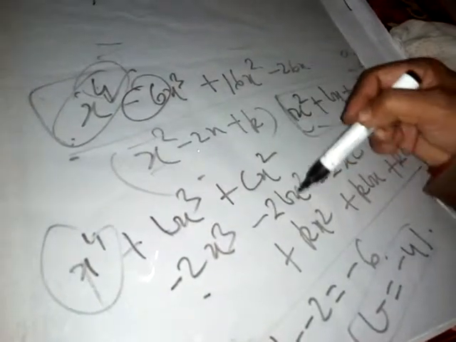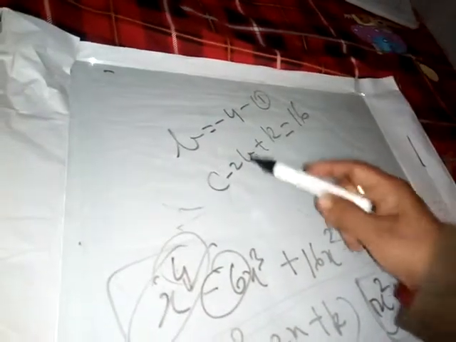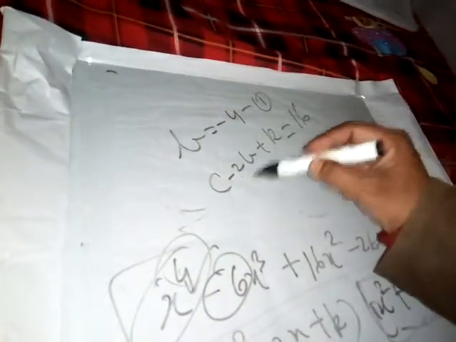Now compare all the x square terms: c minus 2b plus k must be equal to the coefficient of x square, which is 16. But b we already know, minus 4. So this is going to be c plus 8. So c plus k is equal to 16 minus 8, which is 8. Let's write this as equation number 2.